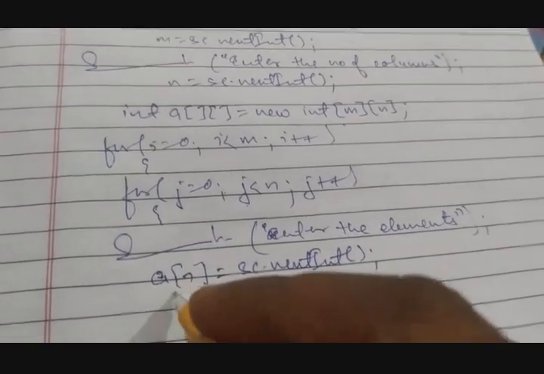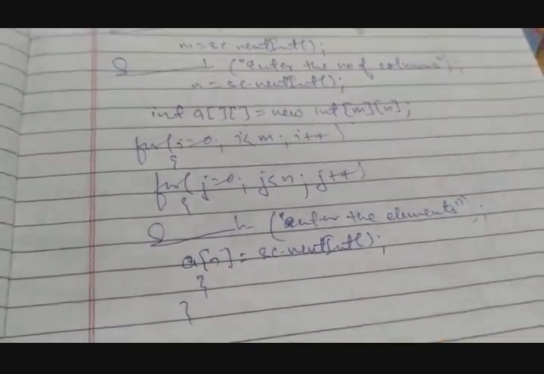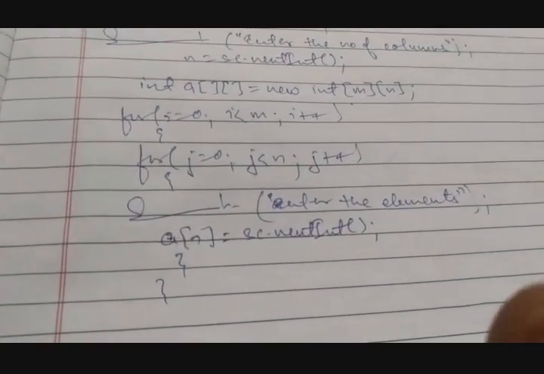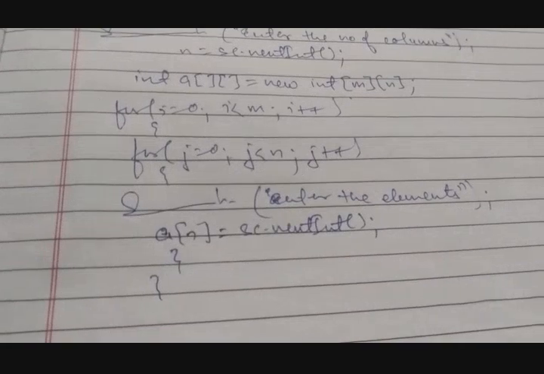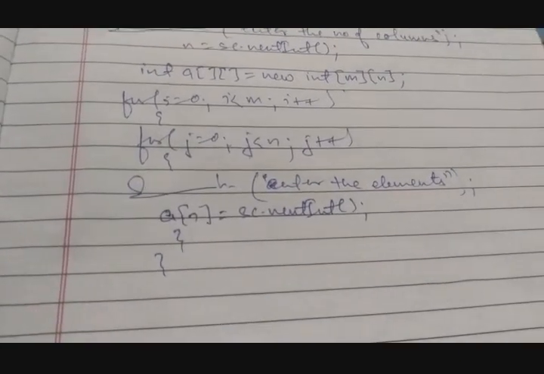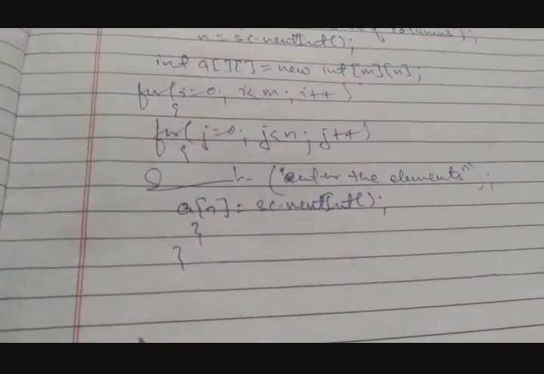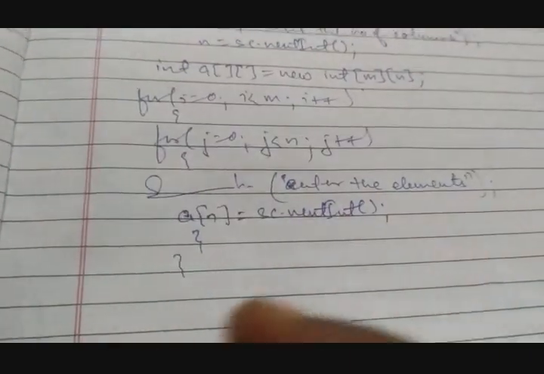This has been already taught to you in class 9. I don't need to repeat how it works. So here the element entry work is over. Now what is the fourth stage? The fourth stage is to apply the logic. That means we need to pick each element.